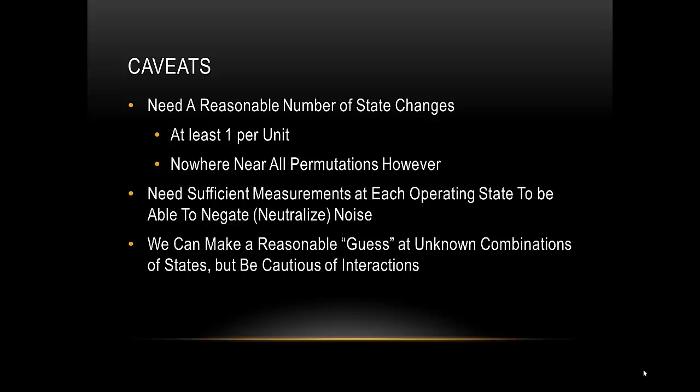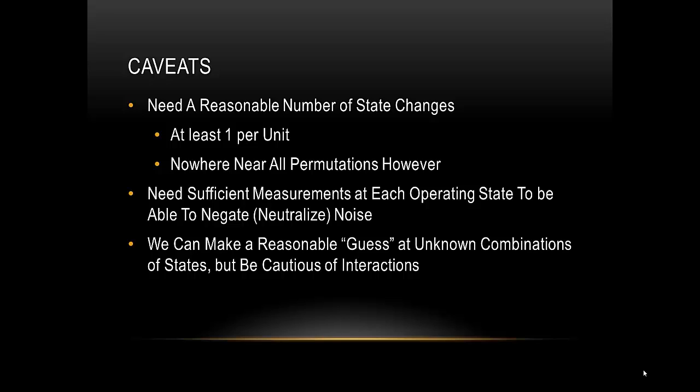And in that data, we had about 12 state changes out of a possible 1,024 states that the system could be in. I mean, we still did quite a good job. That's 12 out of 1,024. That's a pretty small percentage of possible states that we analyzed and came up with very close answers. But we need at least 1 per unit, but we don't need anywhere near the total number of permutations.